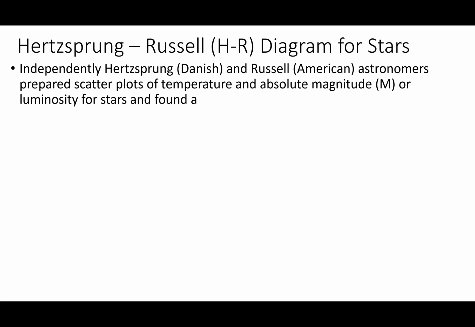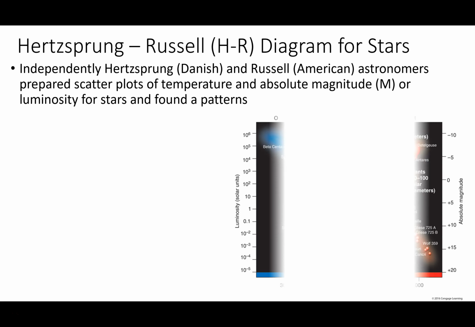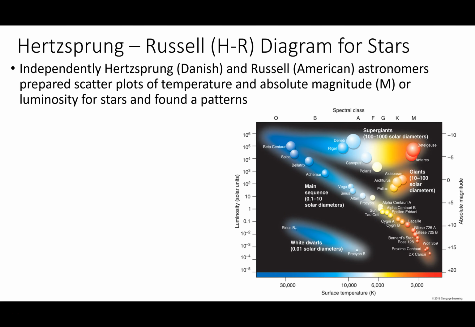So scientists, including astronomers, love to make plots. Two individuals with the last names Hertzsprung and Russell, independently, were looking at star data and trying to see what it would look like on a plot. So they found patterns. They made these scatter plots, known as the Hertzsprung-Russell or HR diagram for stars.